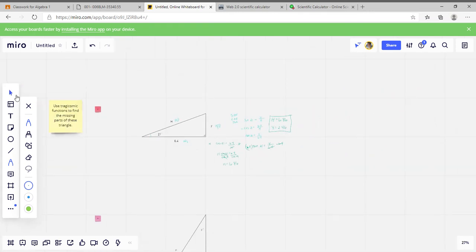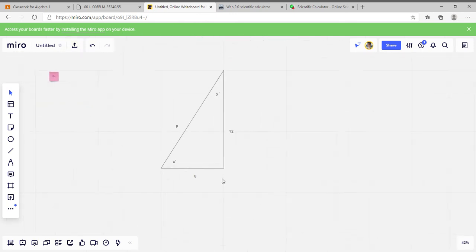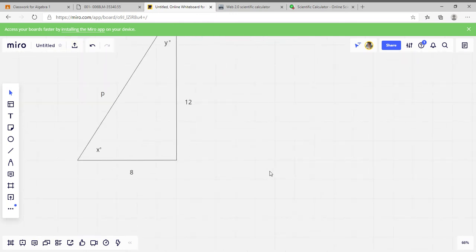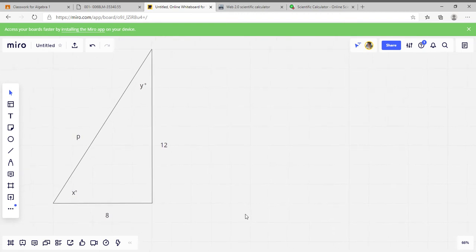All right, that was A. Now we're going to do B. For B, we've got two unknown angles and a missing side. Let's try to solve for x first. The adjacent would be down here. Our hypotenuse is here, because this is our right angle right there. I forgot to mark that. And then our opposite would be here.